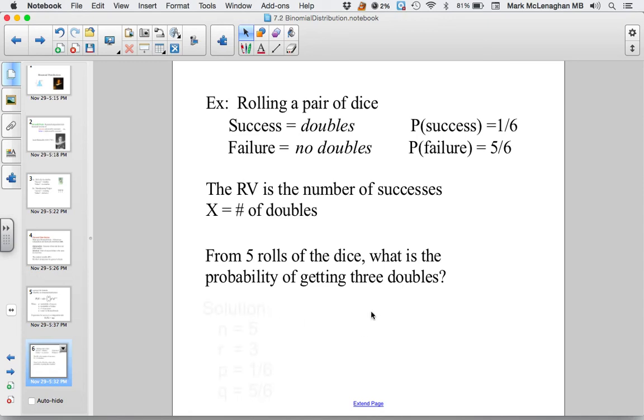If you look really closely, you'll see those solutions for the probability of x equals 3. So we have 5 choose 3, times 1/6 to the power of 3, times 5/6 to the power of 2. Calculate that if you want a fraction, which is always nice: 125 over 3,888, or as a decimal, 0.03215. So just a little bit more than a 3% probability of getting 3 doubles out of 5 rolls.